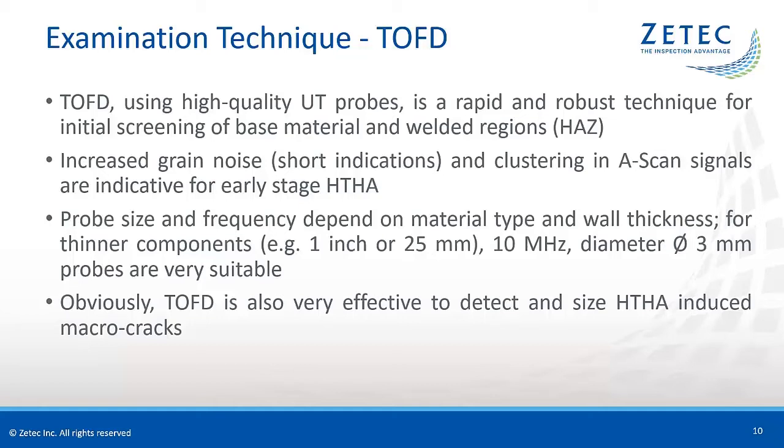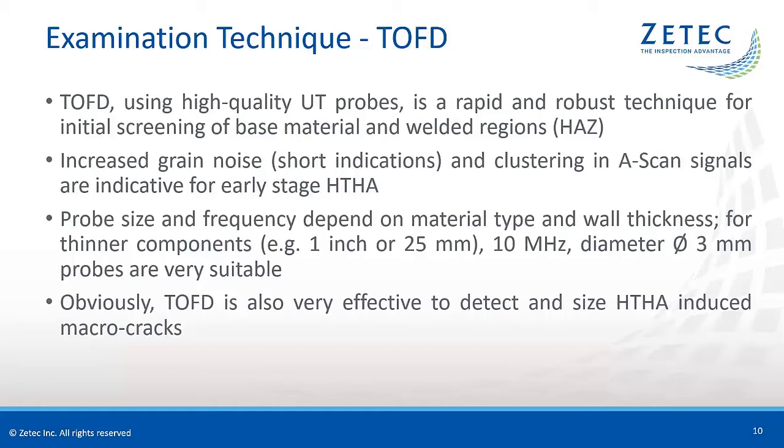The presence of increased grain noise in the form of short indications and clustering in the TOFD A-scan signals are indicative of early-stage HTHA. The use of high-quality TOFD probes with piezo-composite active elements is strongly recommended. The probe size and the frequency depend on material type and wall thickness. For thinner components, typically an inch thick, 10 MHz diameter 3 mm probes are very suitable. And clearly, the same TOFD technique will also be effective to detect and size HTHA-induced macro cracks.